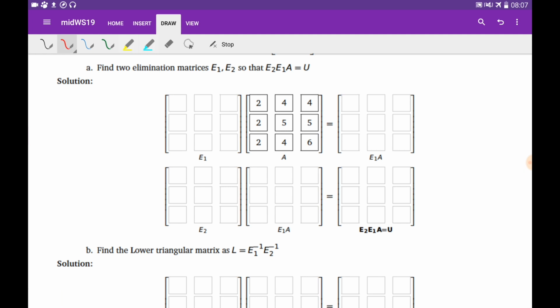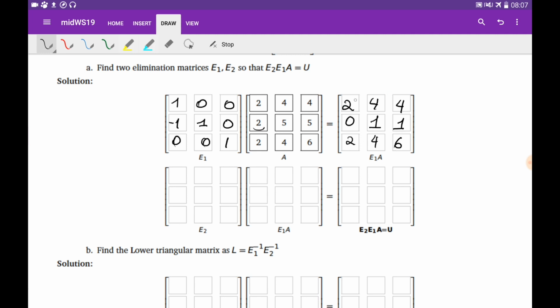In order to find the LU decomposition of this matrix, we need to eliminate the entries below the diagonal of matrix A. We need to bring this matrix to an upper triangular matrix. So we need to eliminate this entry first of all. In order to do this, we multiply the first row by minus 1 and add it to the second, right? That is how we're going to change the second row. So now we multiply by 1, 0, 0, 0, 0, 1. If we do this, we're going to obtain 2, 4, 4, 0, 1, 1, 2, 4, 6.